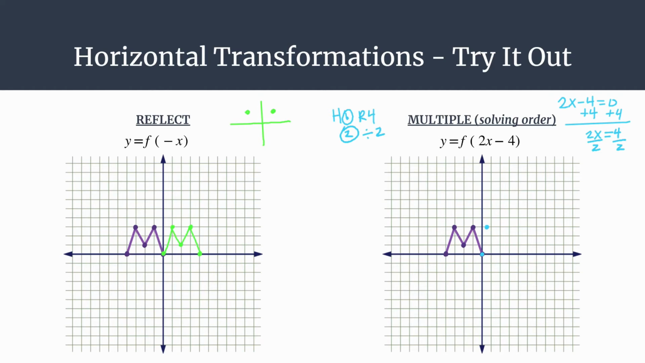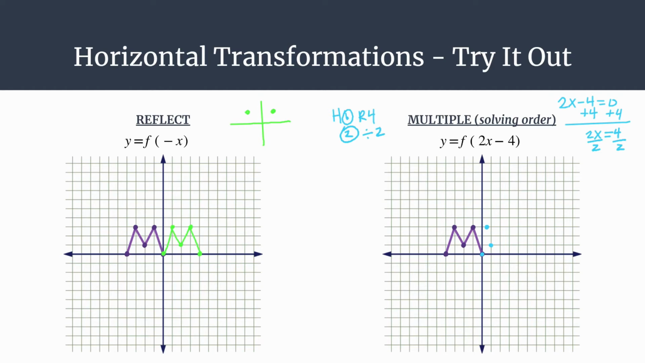All right, we take negative 2, 1 now. So remember, we're just affecting that x coordinate, that negative 2. We shift it right 4. So it's at 2, 1. And then we divide by 2. So it's at 1, 1.